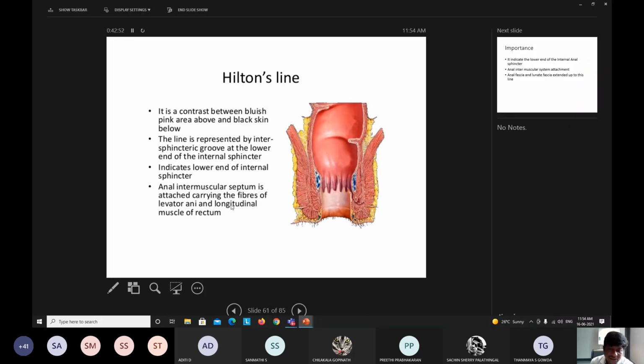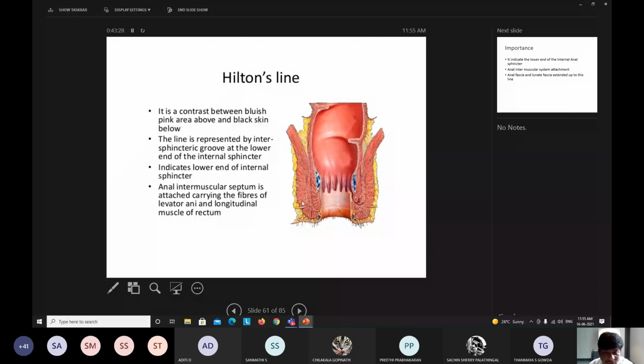Hilton's line. Here you are seeing Hilton's line, the white line. This Hilton's line is the contrast between the bluish pink area, the intermediate area, and the dark skin area below. The line is represented by the intersphincteric groove at the lower end of the internal sphincter. It indicates the lower end of the internal sphincter, and the anal intermuscular septum is attached, carrying the fibers of levator ani and longitudinal muscles of the rectum.